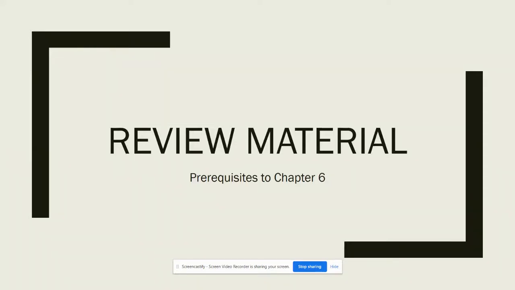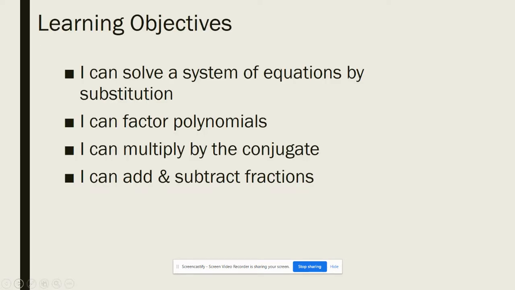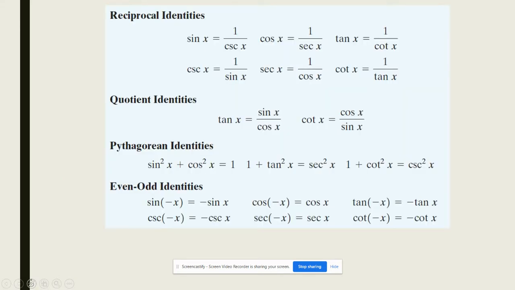Today, we're going to look at some review material that's going to help us in the future with Chapter 6. We're going to look at solving a system by substitution. We'll do some factoring. We're going to multiply by the conjugate, and we'll do some adding and subtracting of fractions. Why is that going to help us out?